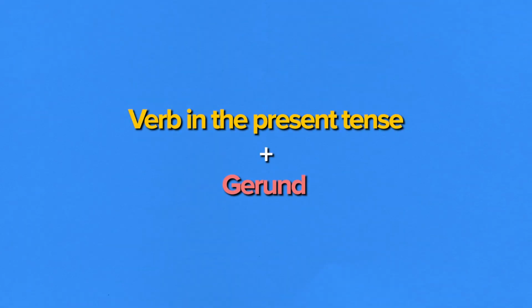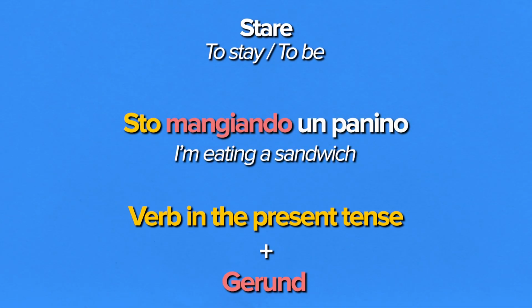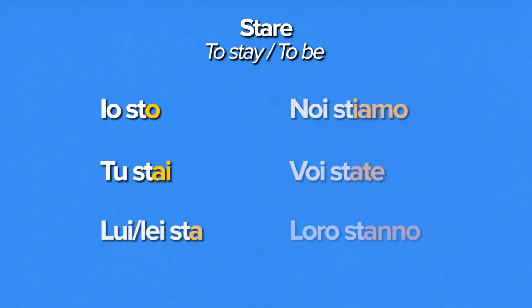The continuous form is made by combining the verb stare, to stay or to be, and the gerund of another verb. For example, "sto mangiando un panino." I am eating a sandwich. Once you know how to conjugate stare and add gerunds, you can communicate with the continuous form using all the verbs in the language. But what about gerunds?